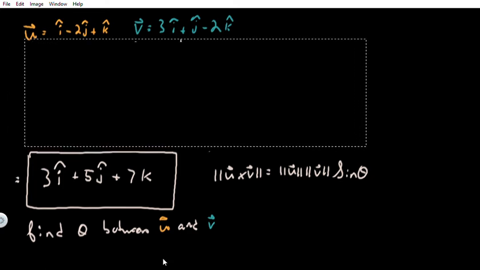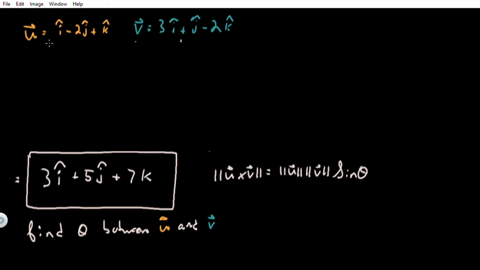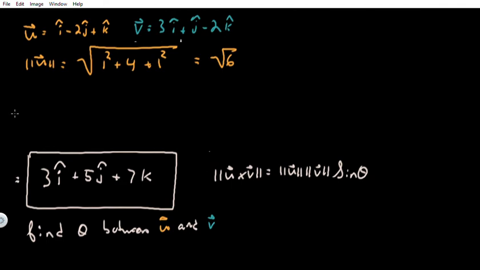Good. All right. Now I'm going to find the magnitudes of u and the magnitude of v real quick. Magnitude of u is nothing more than 1 squared plus negative 2 squared, which is 4, plus 1 squared. This gives me the square root of 6. And similarly, the magnitude of v would be given by 9, which is just 3 squared, plus 1 plus 4, and this would give me the square root of 14.